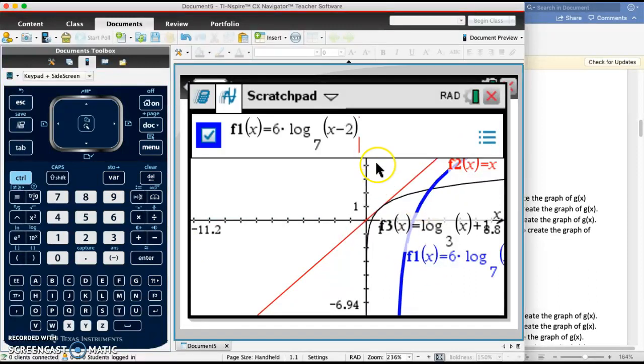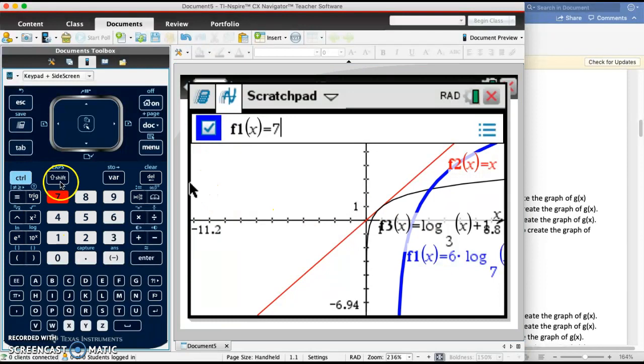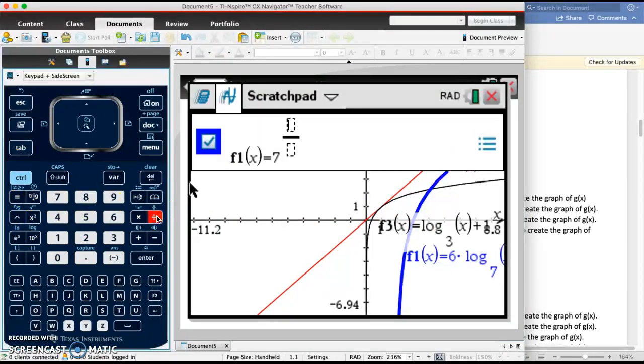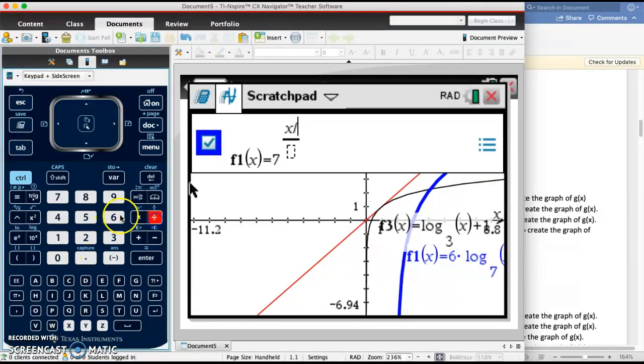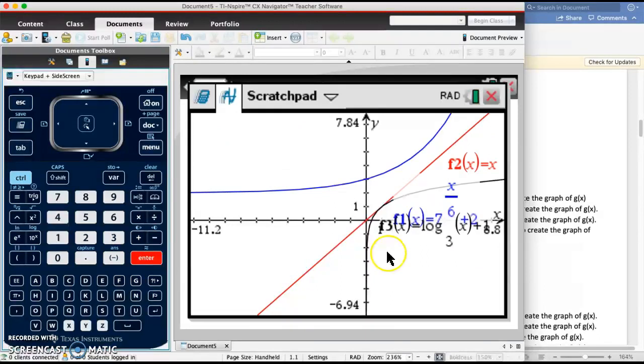Let me get rid of this. Okay, now I know answer B is the answer, so it's going to be 7 raised to, control, x over 6, plus 2. Enter. Okay.